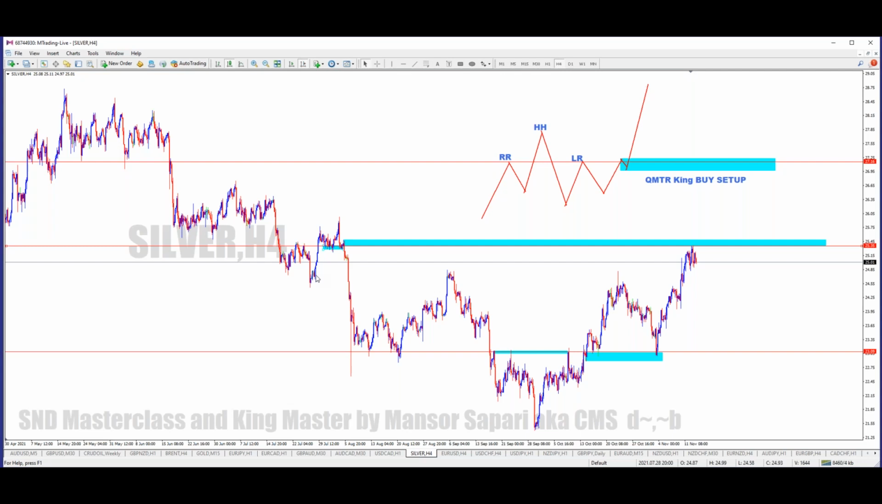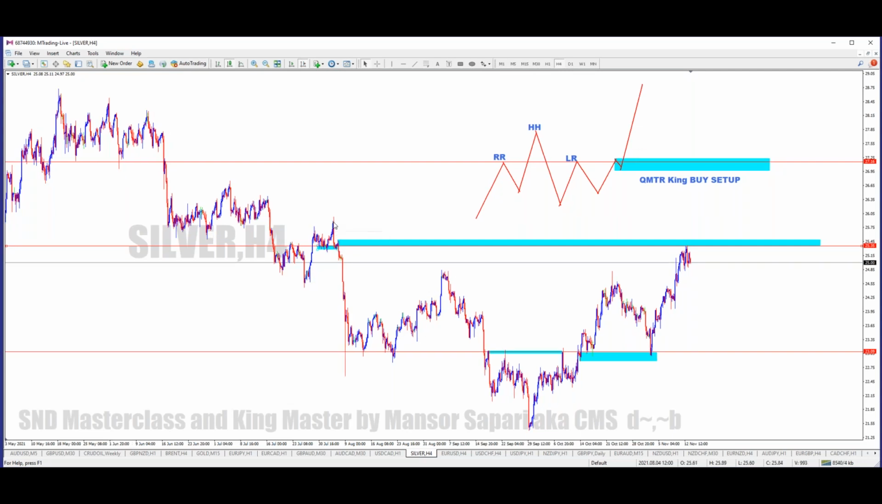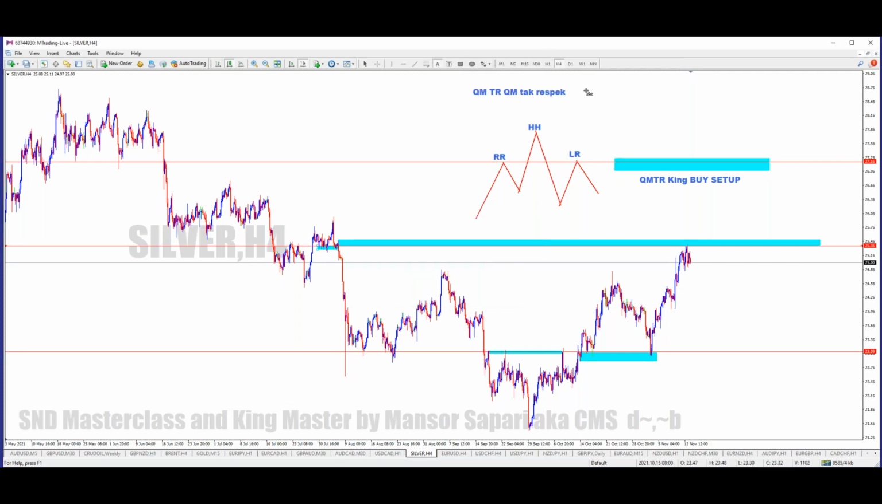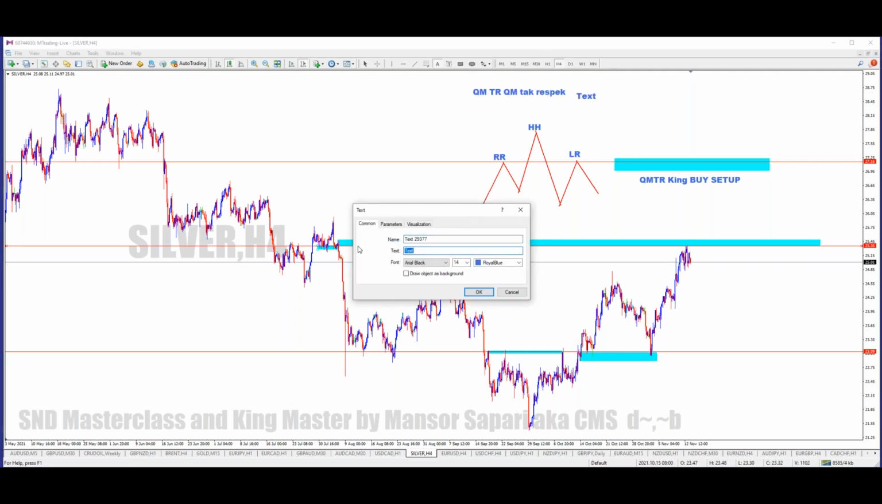Okay, what is the difference between QMTR and a QM level? For example, the word QMTR itself comes from the words QM tak respect. QMTR is QM tak respect. What does tak respect mean? It means ignoring the level.